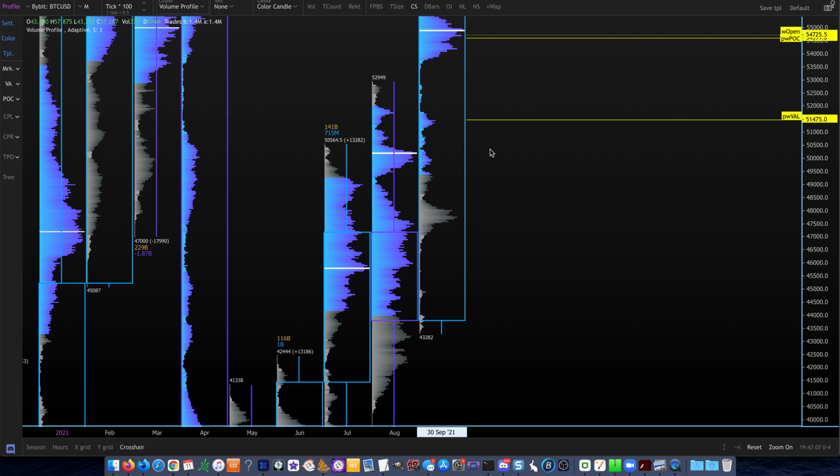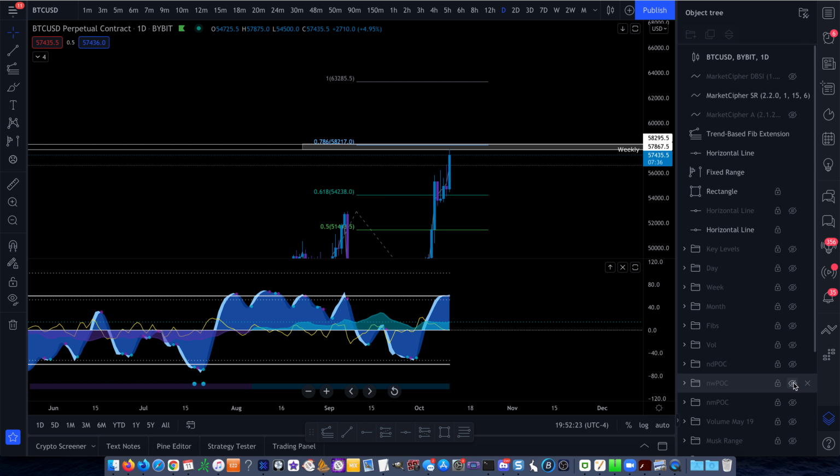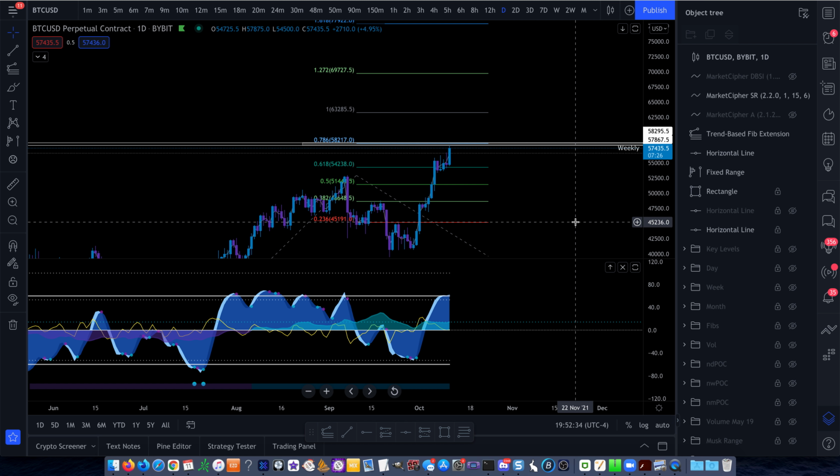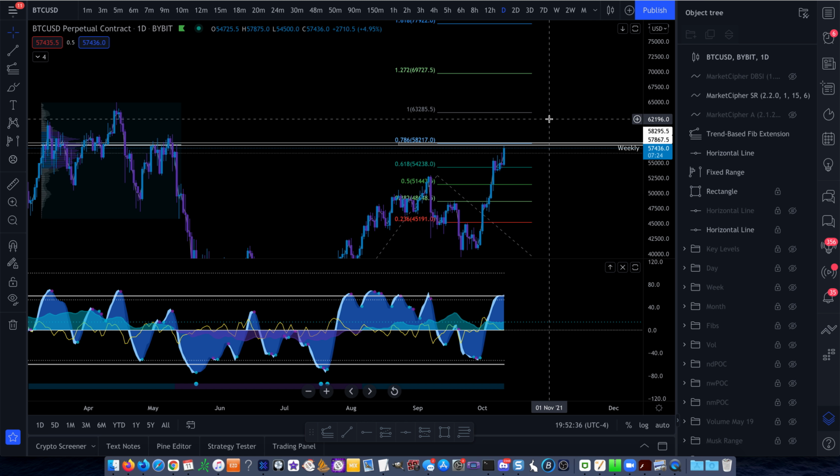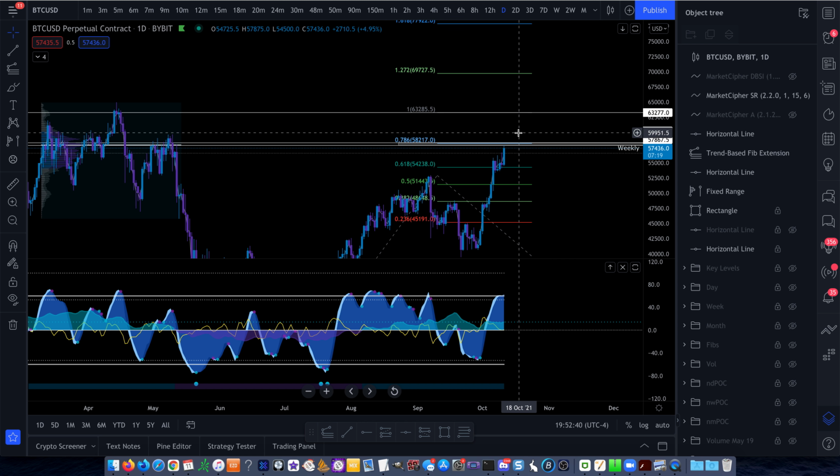Okay, this is frozen, but we can see that we have a naked monthly point of control there as well. In fact, I could just turn out my chart right here. You could see that we have a naked monthly point of control coming in right here as well. So we have a lot of resistance. Now, if we break above here, my first target will be 63.3K, right about here.